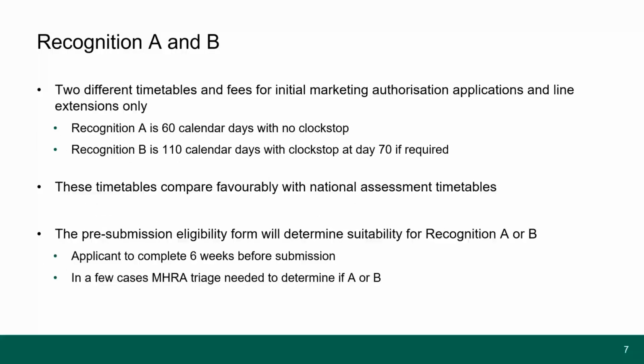Okay, so there are two different routes for initial marketing authorization applications and also line extensions. So there's recognition A, which is 60 calendar days with no clock stop, and recognition B, which is 110 calendar days, and that allows for a clock stop at day 70 if required. And the clock stop can be up to 60 days.